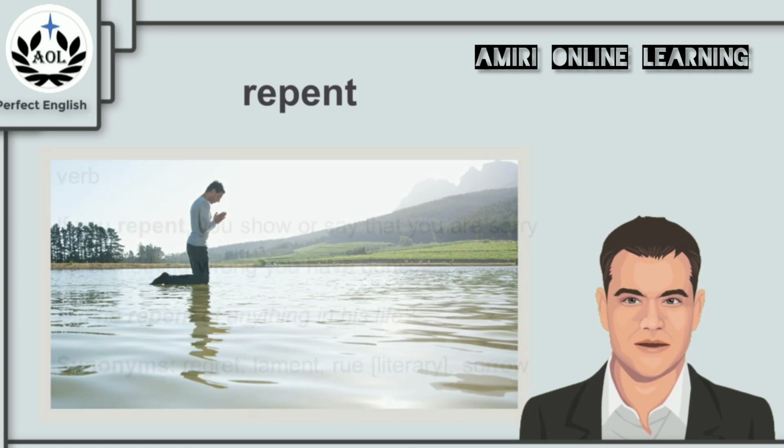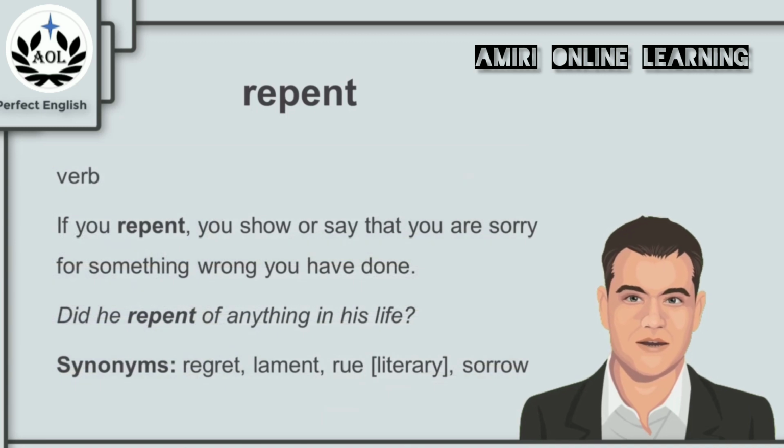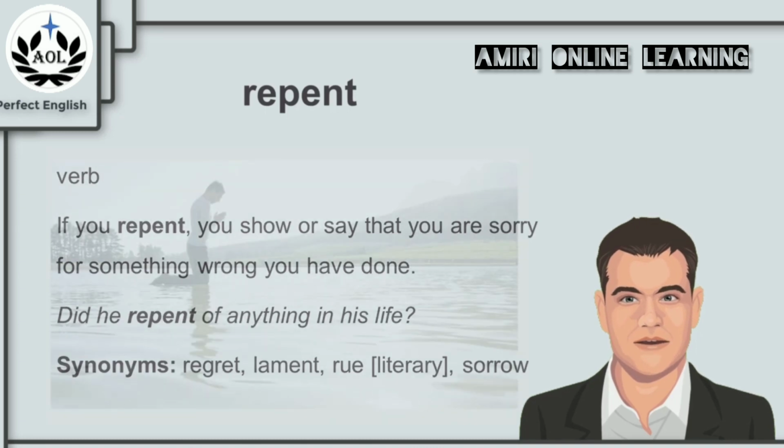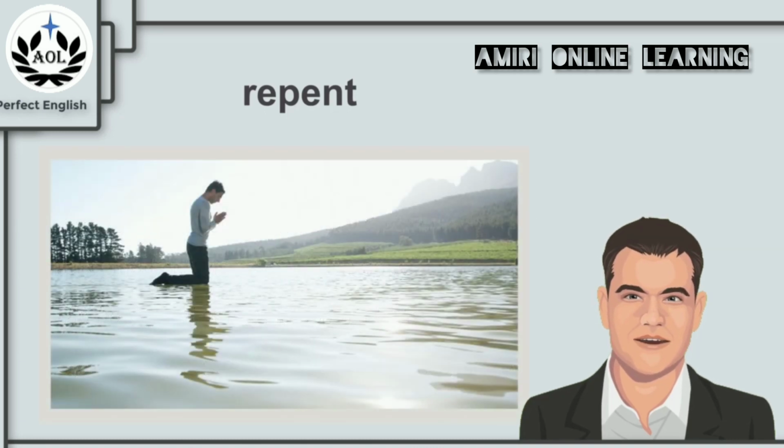Let's find out. Now repent is a verb. If you repent, you show or say that you are sorry for something wrong you have done. For example, did he repent of anything in his life? Did he say or show that he is sorry for anything he has done in his life? And synonyms for repent are the words regret, lament, rue, and sorrow. So the next time you remember this picture of this man praying in the middle of the lake, remember the word repent and what it means.